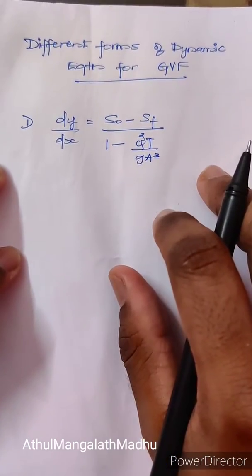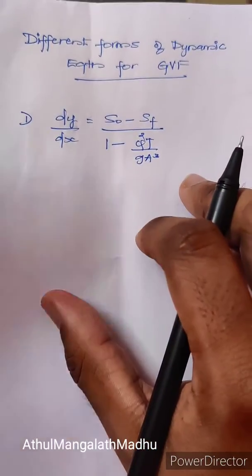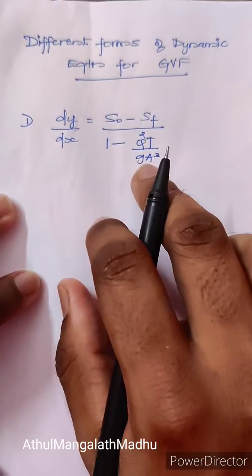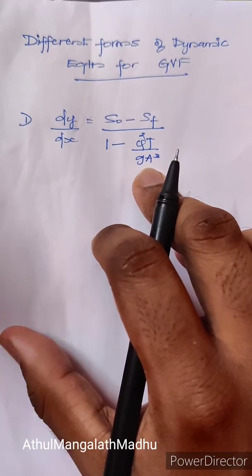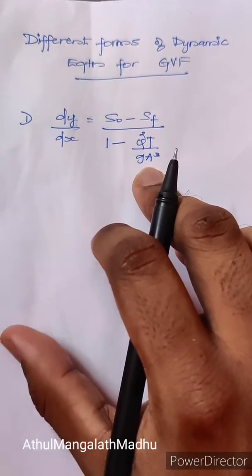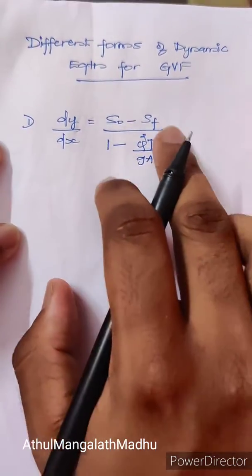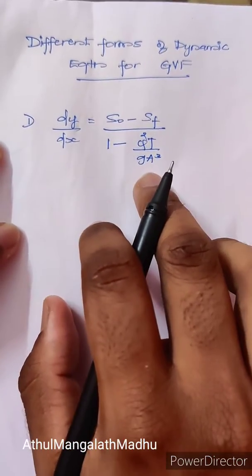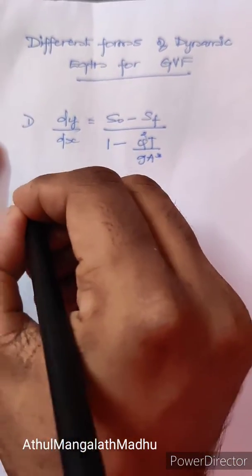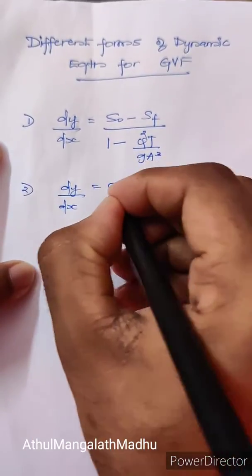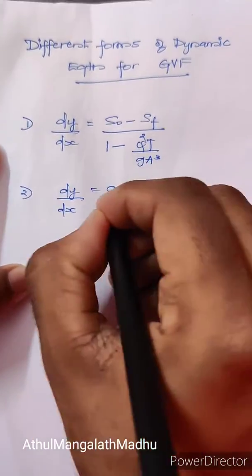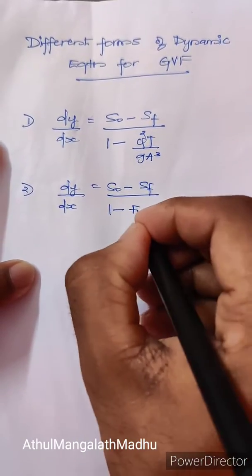Now this can be written in a different manner, because when doing numericals, sometimes Sf and Q square T by g A cubed won't be directly given, and will be given in some other format. In that case we have to use the different forms. I've already said that Q square T by g A cubed is nothing but the square of the Froude number. So the next form is dy by dx is equal to (S naught minus Sf) divided by (1 minus Fr square).